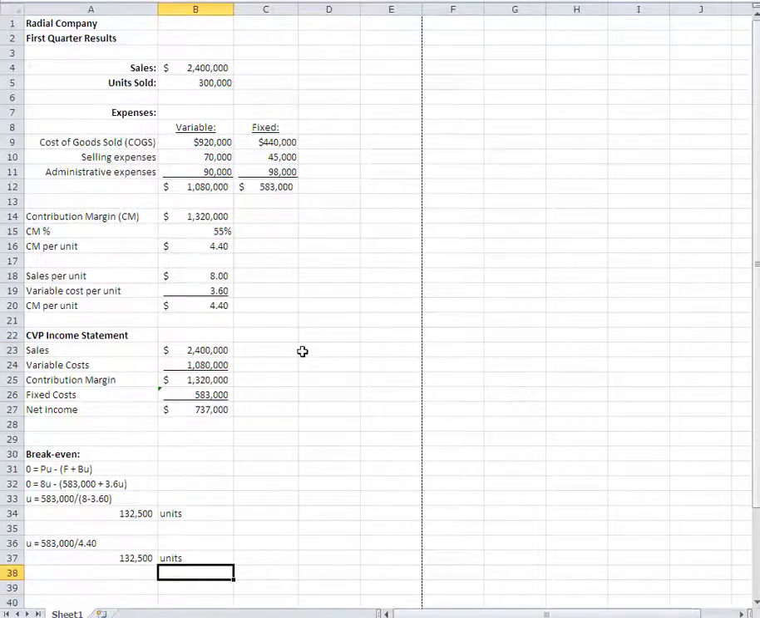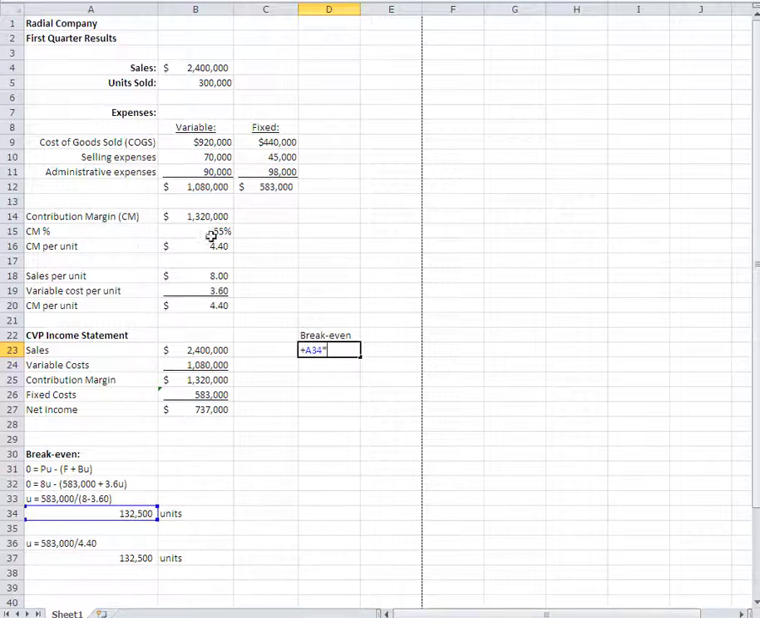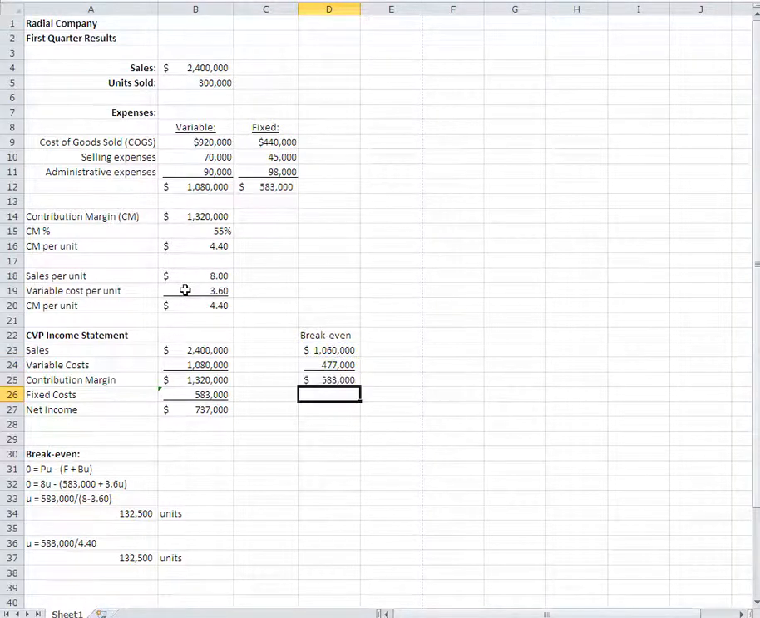Now the next thing we can do is look at our CVP income statement, but calculate it for our break-even sales, just to kind of prove out that we wouldn't make any income or loss if we sold at those break-even number of units. So 132,500 units at $8 a unit gives us sales of $1,060,000. We'd have variable costs at $3.60 times that number of units. So our contribution margin, $583,000. So sure enough, that's just enough to cover our fixed expenses, which we can actually link in from above. There we go. So 0 income, 0 loss. That's what we had expected.